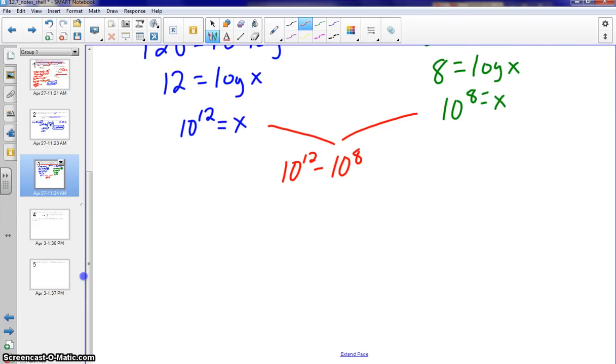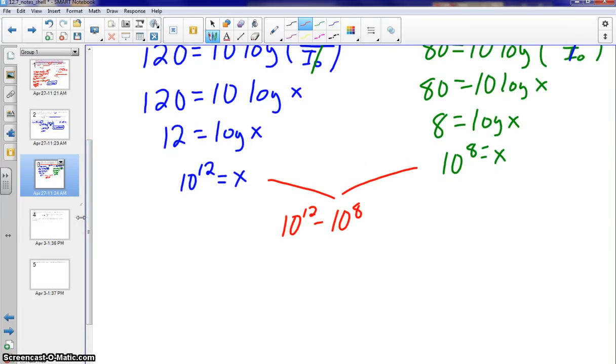Following our properties of exponents, when we have like bases, we can subtract our exponents. So that would be 10 to the 4th. So in other words, that would be 10,000 times more intense.